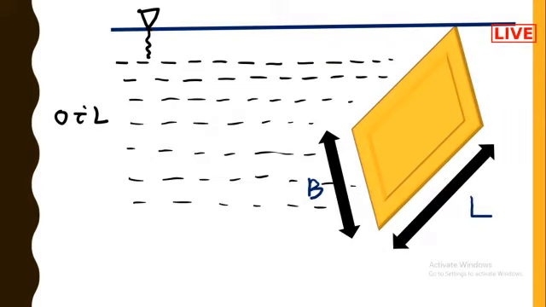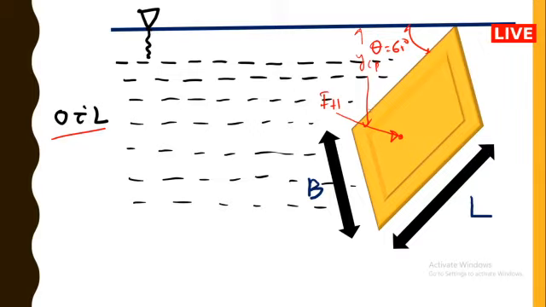Now this is the 3D diagram. This is the gate, and on this side of the gate the oil is there, and it is kept at an inclination of theta. Theta is 60 degrees. We need to find out the hydrostatic force component. If the oil is exerting a hydrostatic force, what is the magnitude of this force, and at what particular distance from the free surface will it act? We need to find this out.